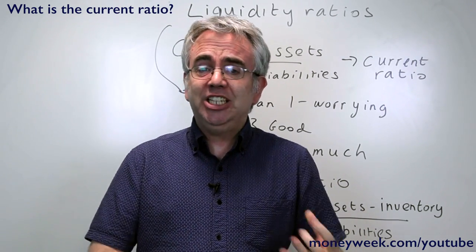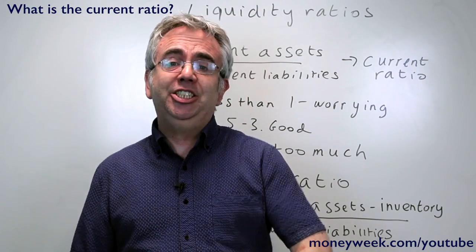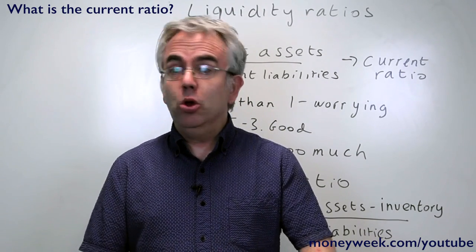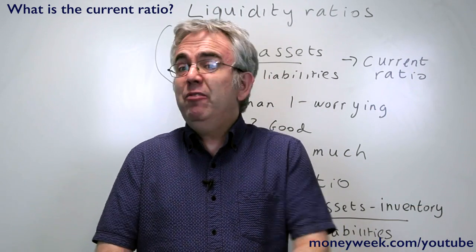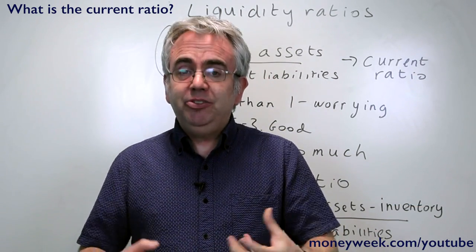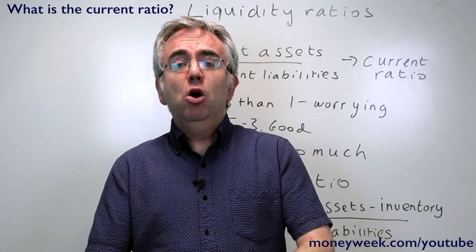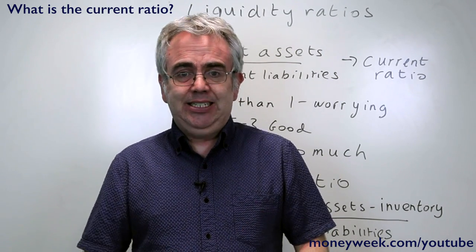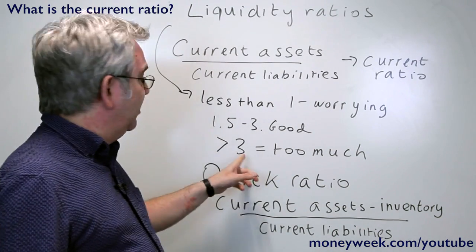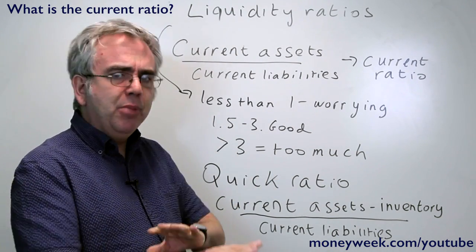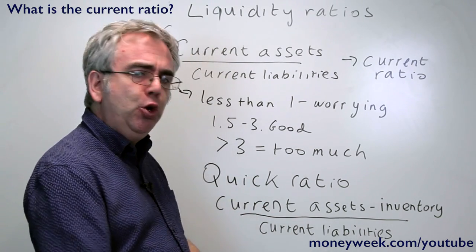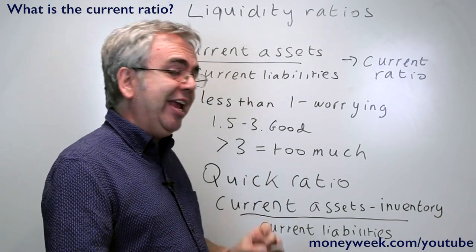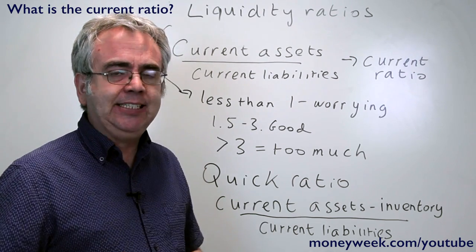If it's got too much cash, it should invest that cash in the business to try and make it grow. Or alternatively, return some of that cash to shareholders. If it's got too much inventory, well, start selling more of it or start manufacturing a bit less. But as I say, if it's over 3, it's not great, but not a disaster. Just suggests that the company is a bit too conservative in the way it manages its assets.